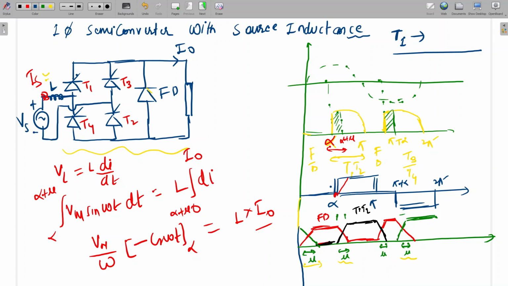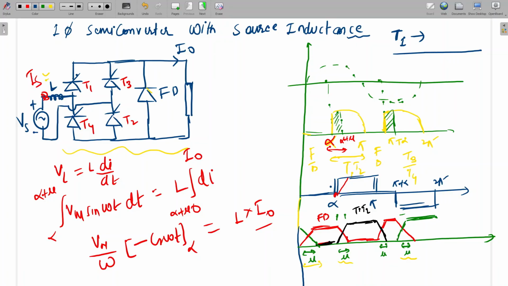From this waveform, can anyone reply? What will be the conduction angle of thyristor T1? Normally, what will be the conduction angle without freewheeling? Pi plus mu, sir. No, you carefully observe the waveform.